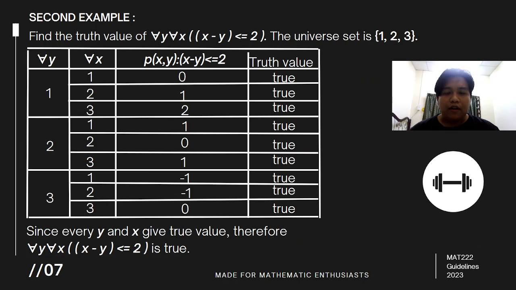Now for the second example, the question is for all y and all x, x minus y is less than or equal to 2. The universal set is 1, 2, and 3. We use the same method as the first example, and the values for this question are all true. Since every y and x give a true value, therefore the statement for all y and all x, x minus y is less than or equal to 2, is true.